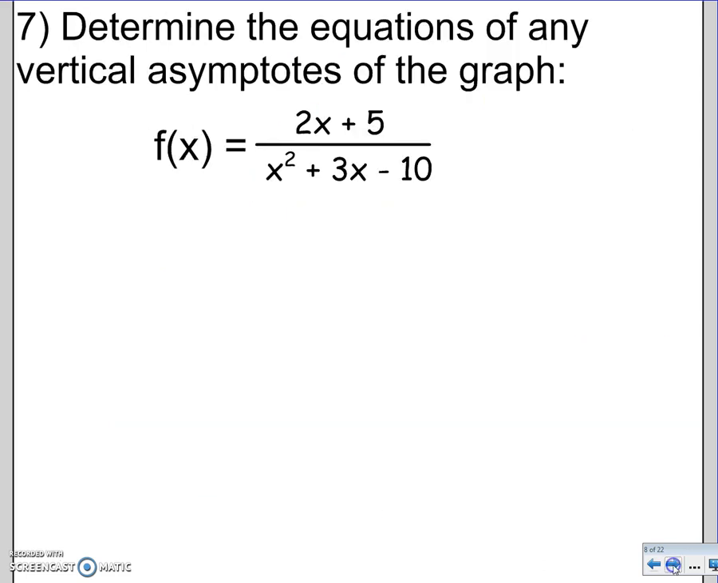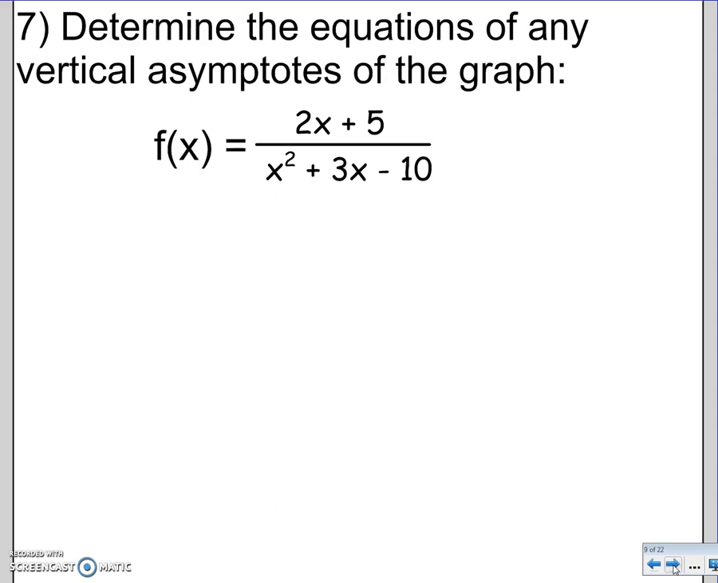Alright, number 7. Determine the equations of any vertical asymptotes in this graph. Alright, we're graphing here. Remember, the vertical asymptotes are just our regular restrictions. This is rational, it's x on top, x on bottom. The fraction I'm looking at, I can't factor the top, so it stays the same.